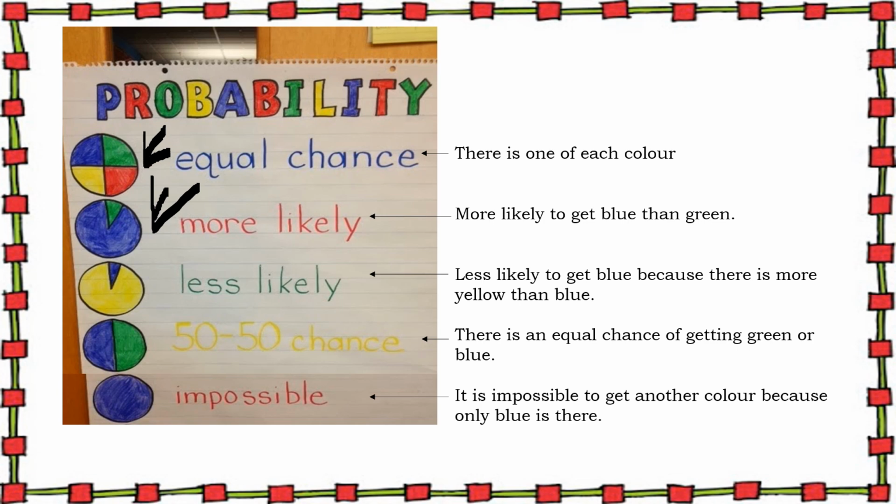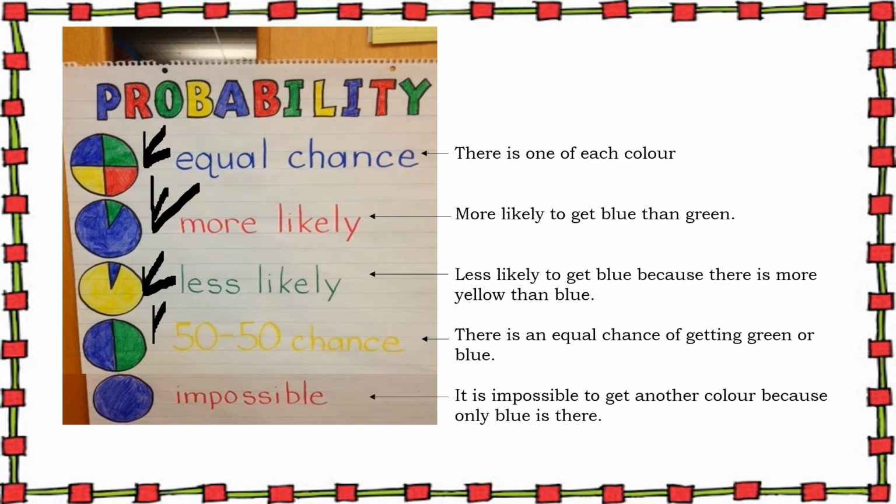The second circle has more likely. It's more likely to choose blue than green. Here's why. There's more blue in your circle than green. The third circle says less likely. It's less likely to get blue because there is more yellow than blue.